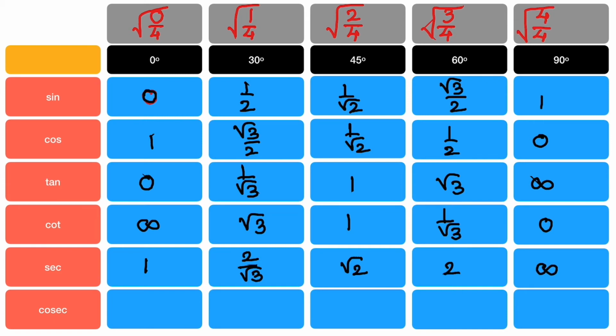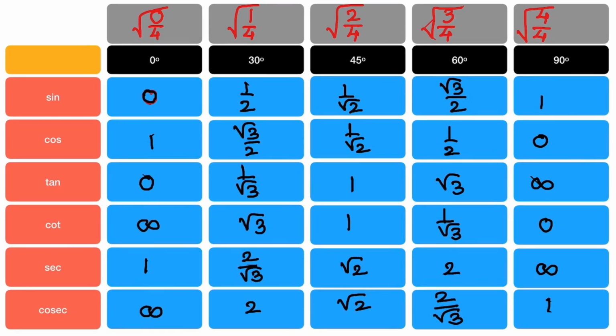Lastly, we come to the values of cosec. Cosec is the reciprocal of sine. Therefore, cosec 0 is equal to 1 upon 0, that is infinity. Cosec 30 is the reciprocal of half, that is 2. Cosec 45 is the reciprocal of 1 upon root 2, that is root 2. Cosec 60 is the reciprocal of root 3 upon 2, that is 2 upon root 3. And cosec 90 is the reciprocal of 1, that is 1.